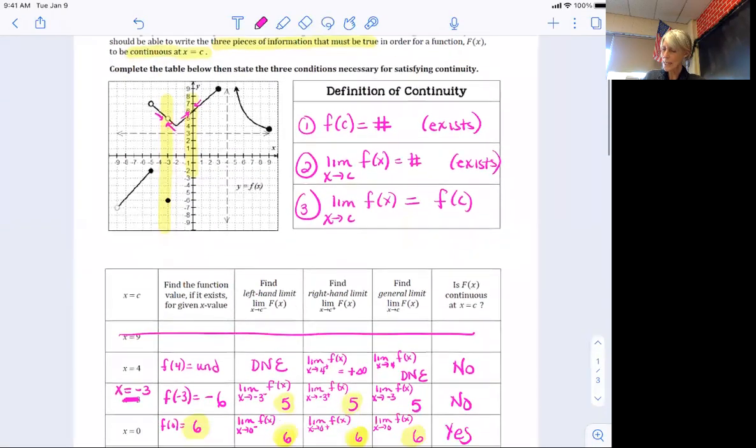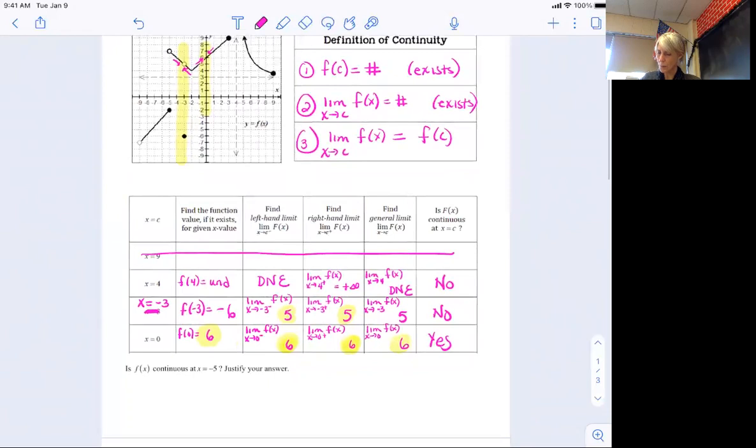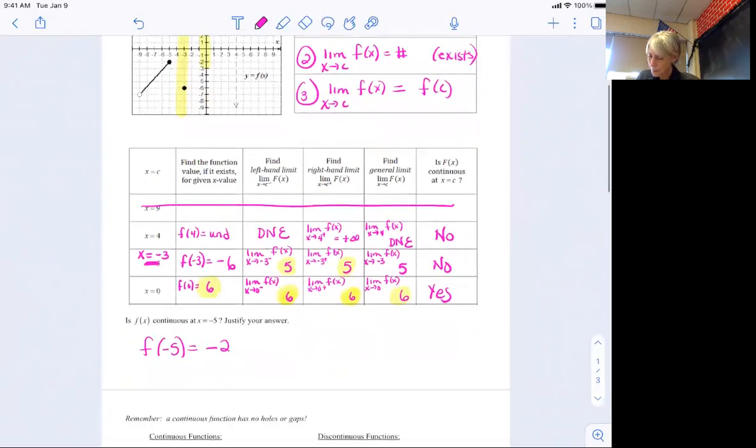So now, without breaking it down, let's look at this next little piece here. Is f of x continuous at x equals -5? So now what do we have to do? I'm going to evaluate -5. F of -5 is -2. I'm going to evaluate the limit as x approaches -5. Now, when I evaluate the limit, notice what's happening on your graph.